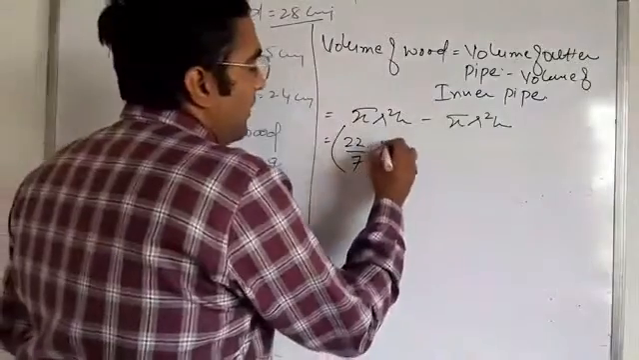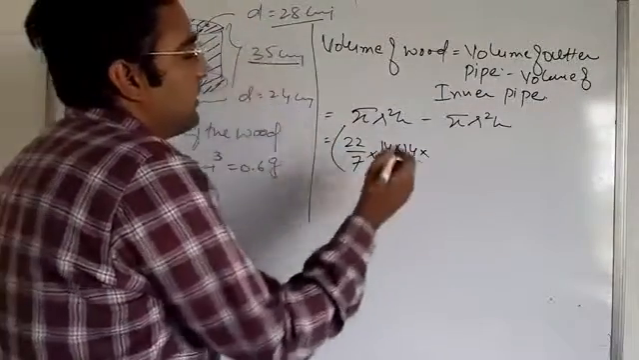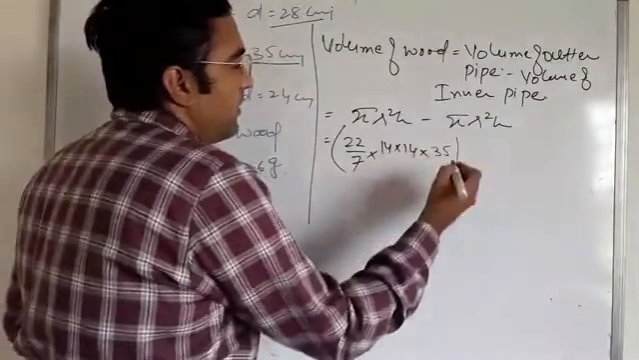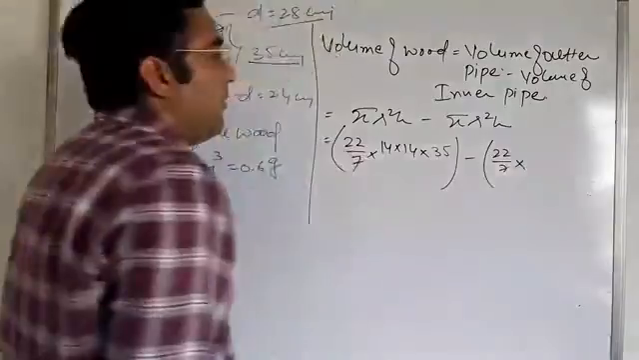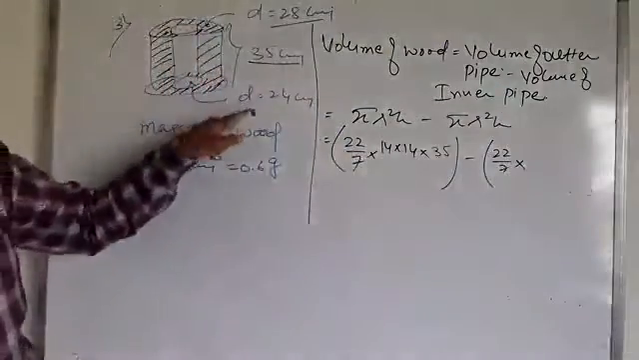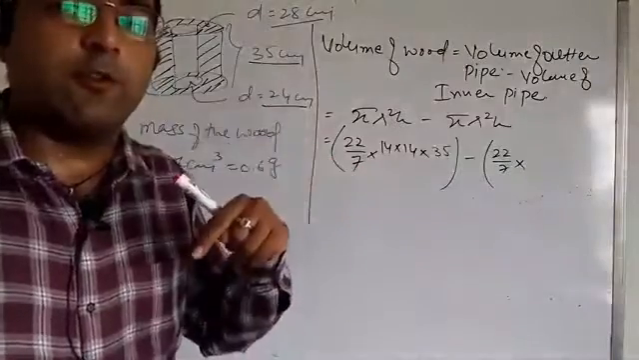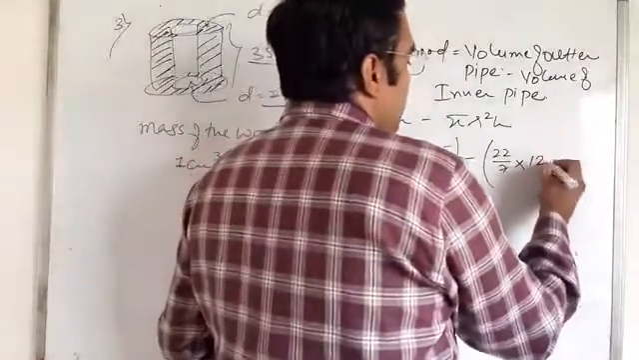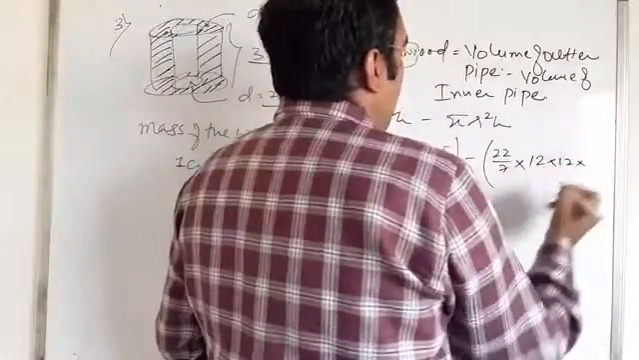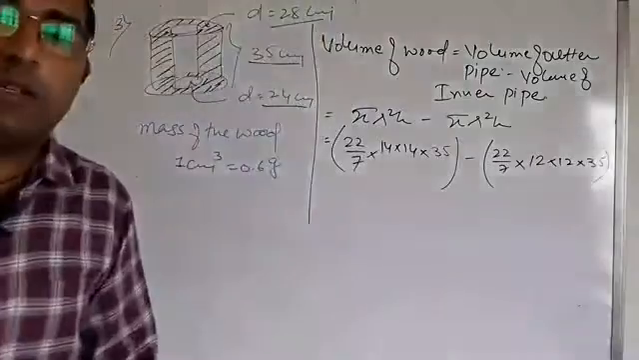So I'll take 22/7 into 14 into 14 into the height of the cylinder, that is also 35, minus 22/7. Now for the inner pipe, my inner diameter is 24, so 24/2 is 12. So 12 is my radius, into the height, which is the same as for the outer cylinder.